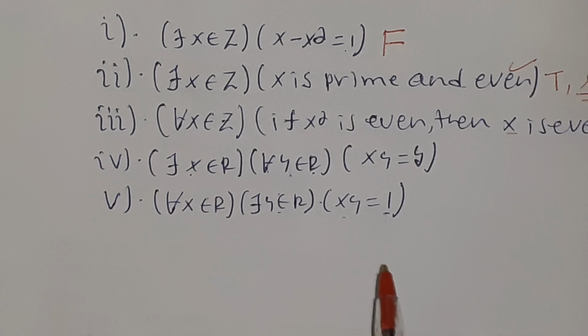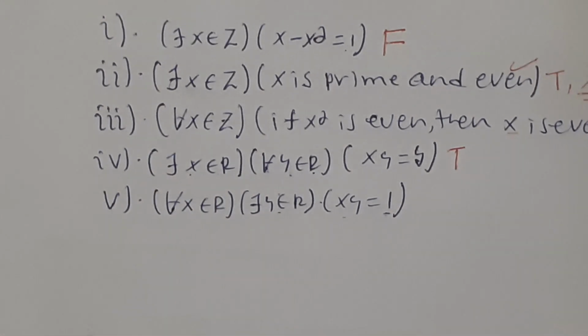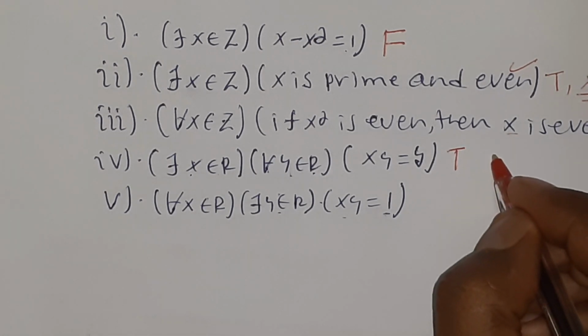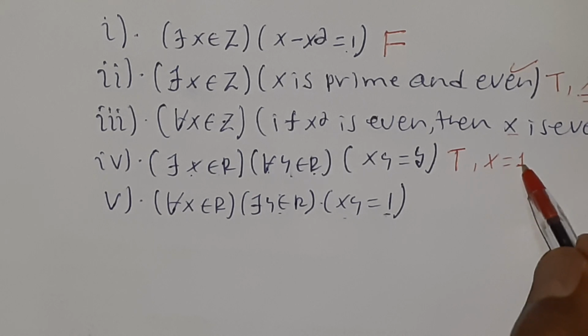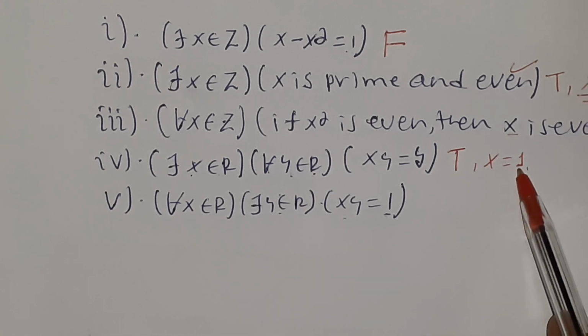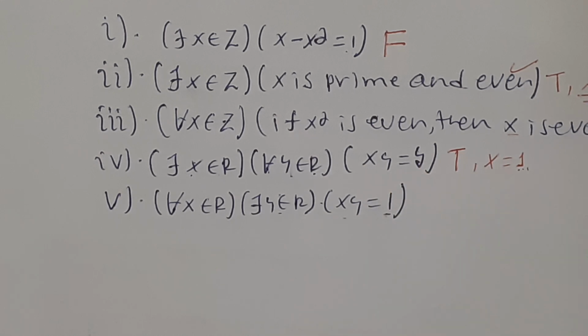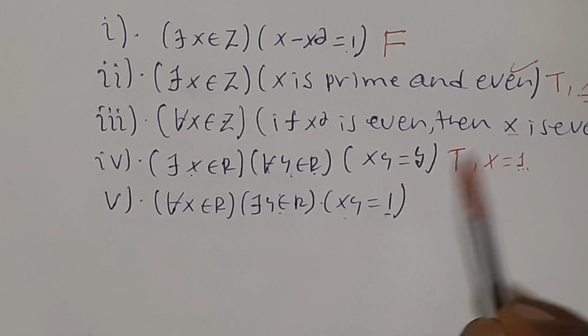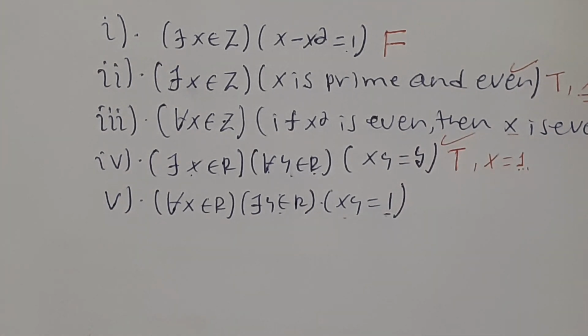This one is true, because if you take a fixed x equal to 1, we know that 1 is the multiplicative identity with respect to the set of real numbers. Therefore, due to the existence of this fixed real number x equal to 1, whose product x times y is equal to y, the product of any real number by 1 is the real number itself. Therefore, this is a true statement.